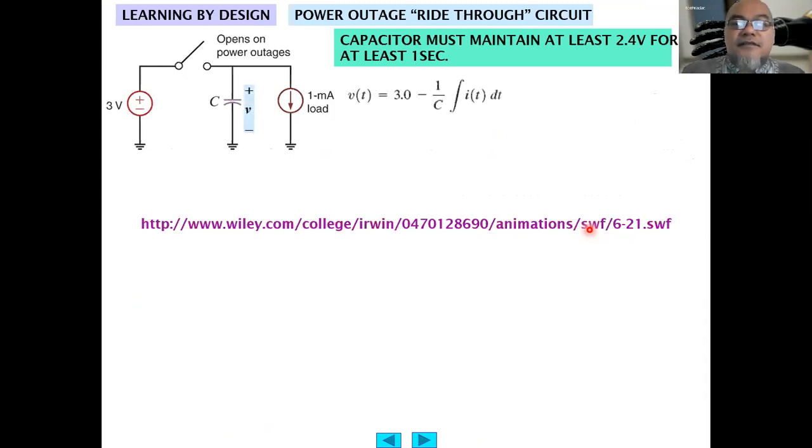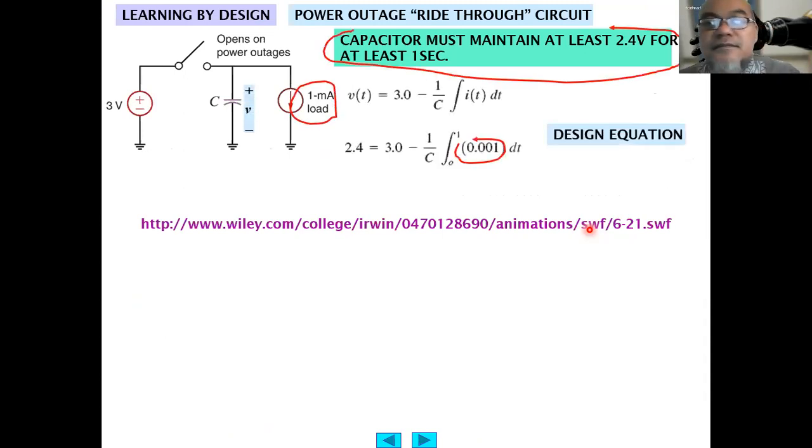Power outage ride-through in the circuit. So here we try to design a capacitor that can maintain at least 2.4 volt for at least 1 second when this switch is switched off. Okay, by default, this is a 1 milliampere load. So the voltage at the capacitance equals the initial condition.